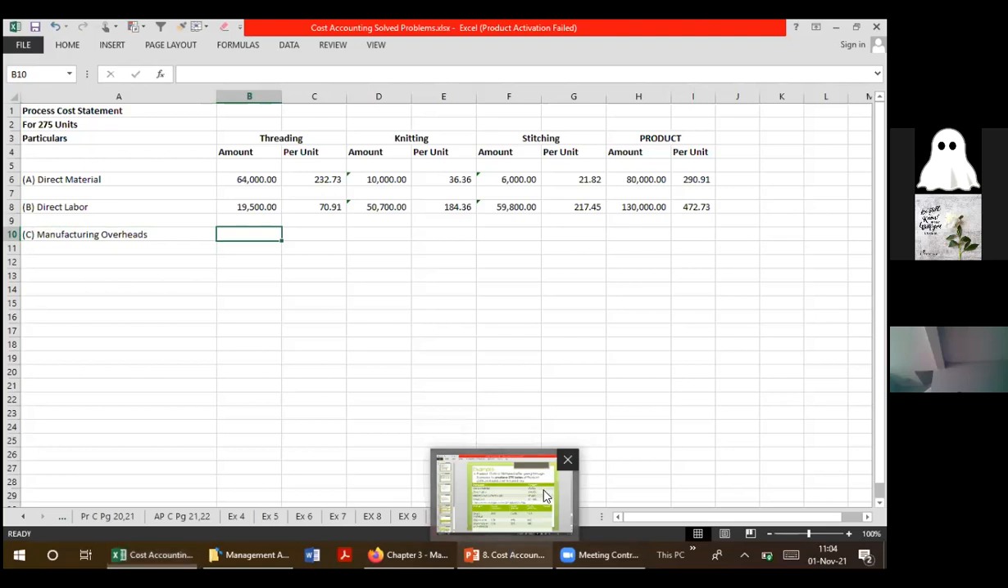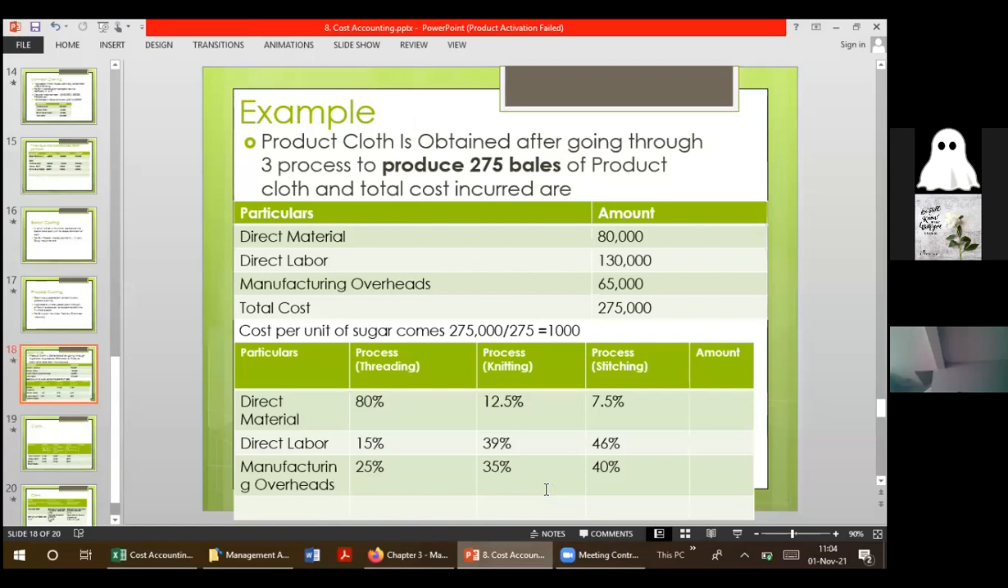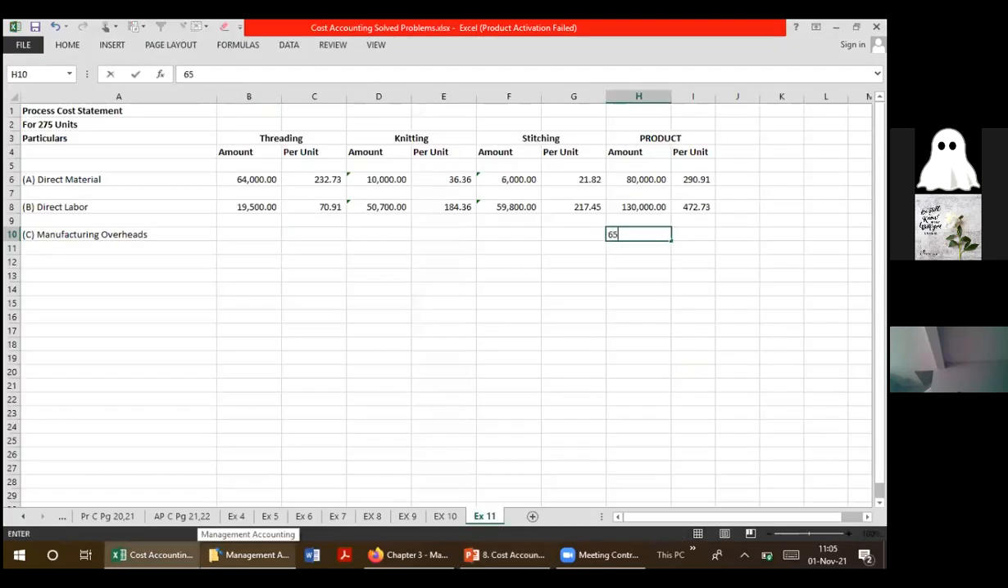So manufacturing overheads are in all 65,000. So for the product, manufacturing overhead is 65,000. Per unit, that will be 65,000 divided by 275, which is 236.36.